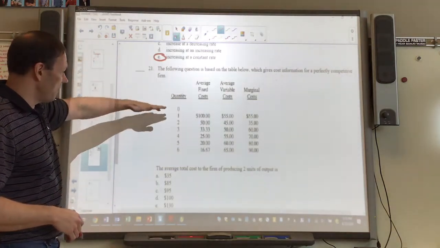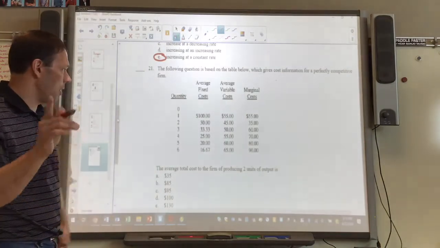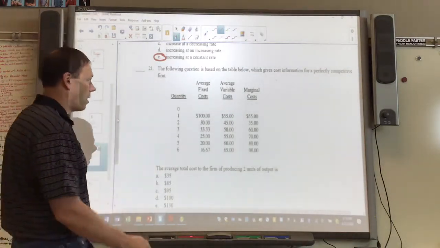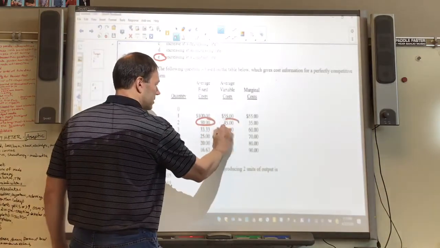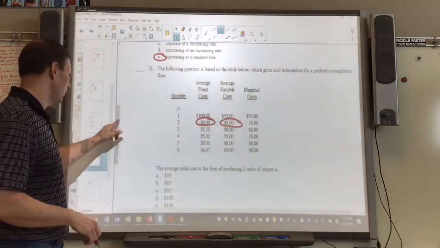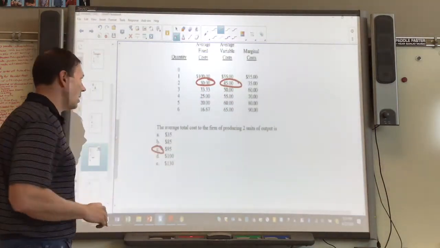You've got a perfectly competitive firm here. It's asking about average total cost of 2 units. Average total cost is average fixed plus average variable. So 50 plus 45 would be C, 95.